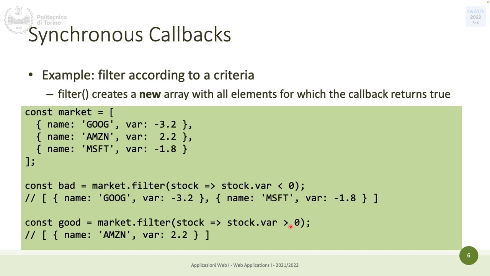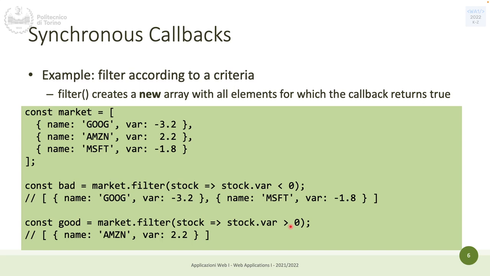This is another example of a synchronous callback that is provided by JavaScript. That is the filter function. That, as the name says, filters according to a criteria. And differently from the sort, filter does not edit the array in place, but generates another array, so it returns a copy, a new array with the results of the operation. And in this case, filter is a functional method, actually, and here you see an example.